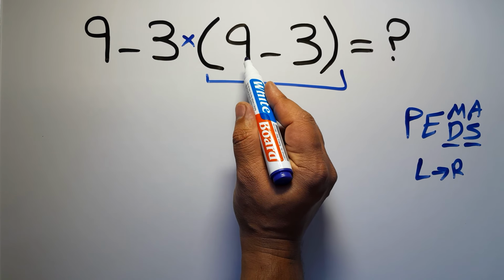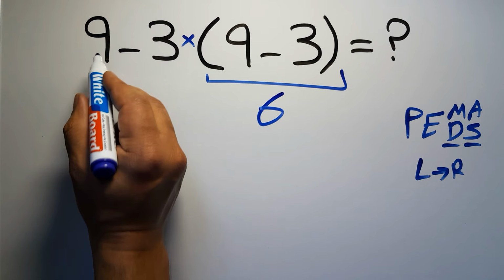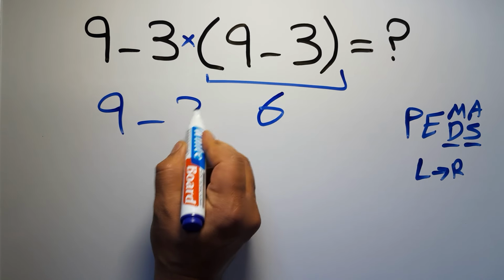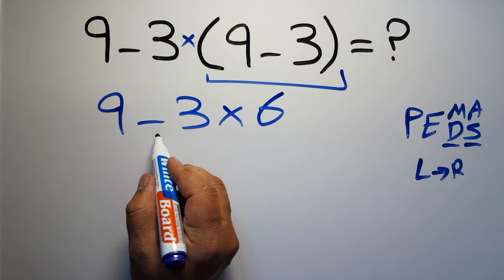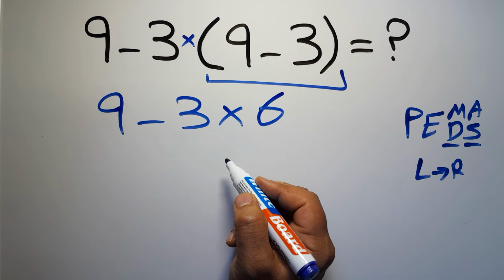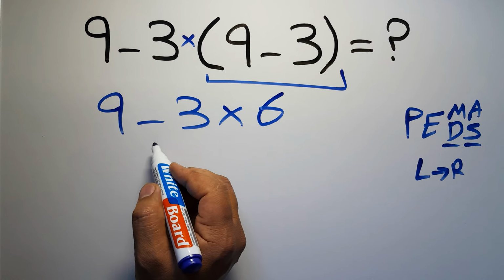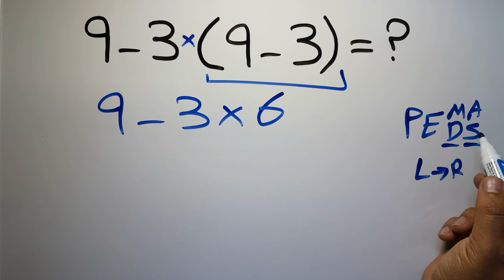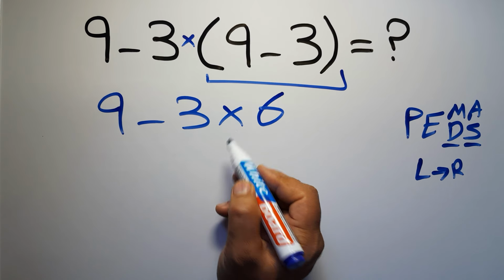Inside this parenthesis we have 9 minus 3, which equals 6. So 9 minus 3, then times 6. Now we have one subtraction and one multiplication. According to the PEMDAS, multiplication has higher priority than subtraction, because multiplication comes before subtraction. So here first we have to do this multiplication.